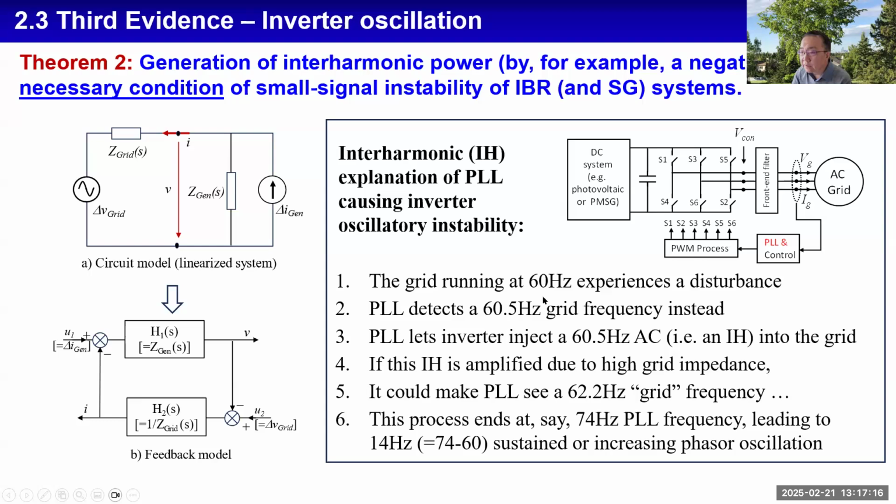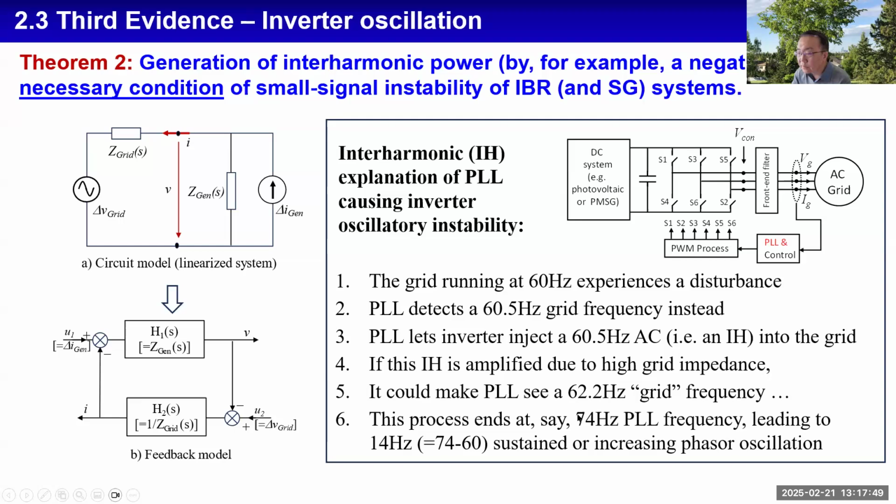Suppose the grid is running at 60 Hertz and experiences a disturbance. Because of some transients in the waveform, the PLL detects 60.5 Hertz grid frequency instead. Then the PLL will let the inverter inject this frequency into the grid. Then this interharmonic is amplified because of high grid impedance. Then the PLL will see a different frequency because the waveform is distorted even more.